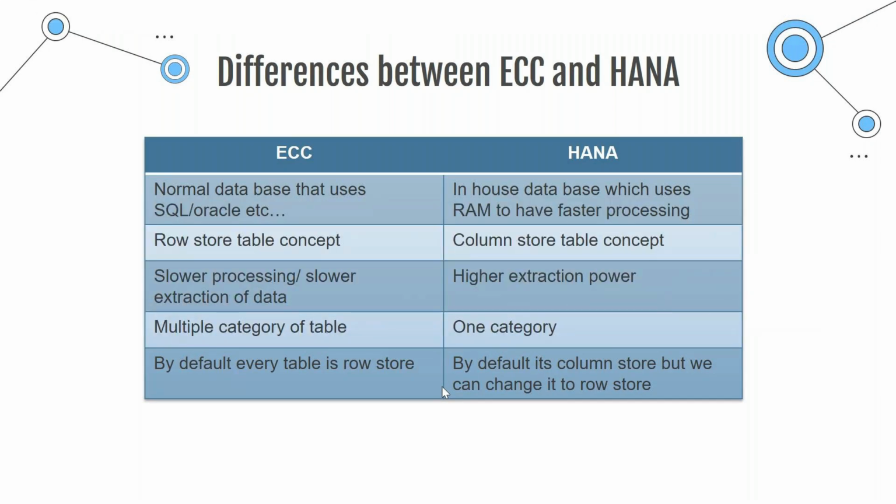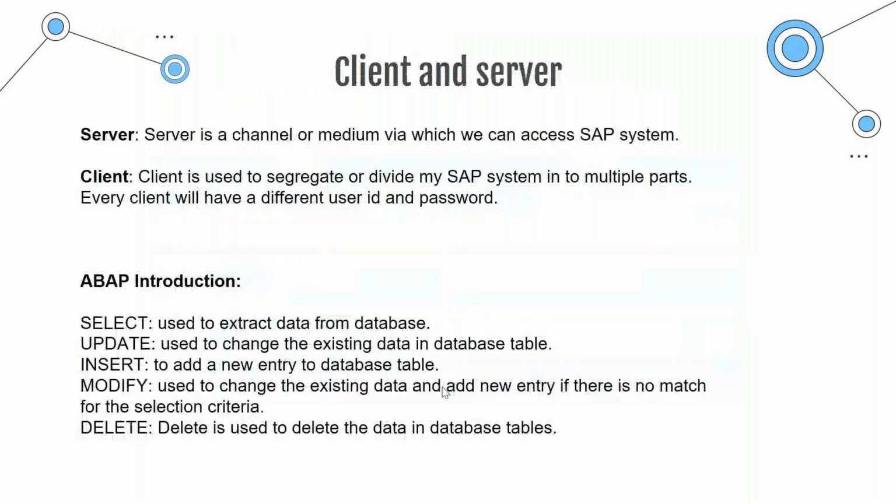Fine. Then, what is a client and what is a server? Server you know already. It's a general terminology we use. We use that server is slow, server is down, etc. So server is nothing but a channel or a medium through which you can connect to SAP system. If you want to connect to an SAP system, there has to be one channel in between. That is nothing but a server. Then what is a client?